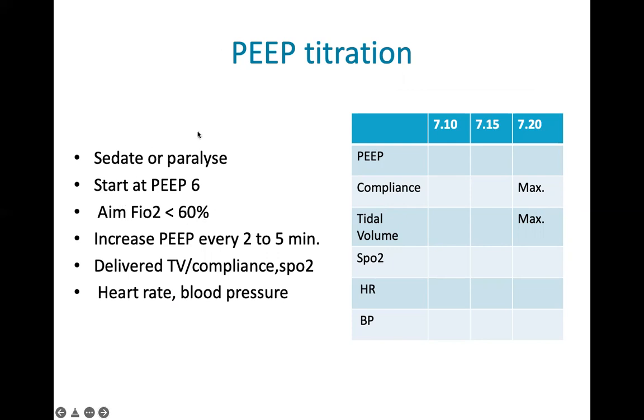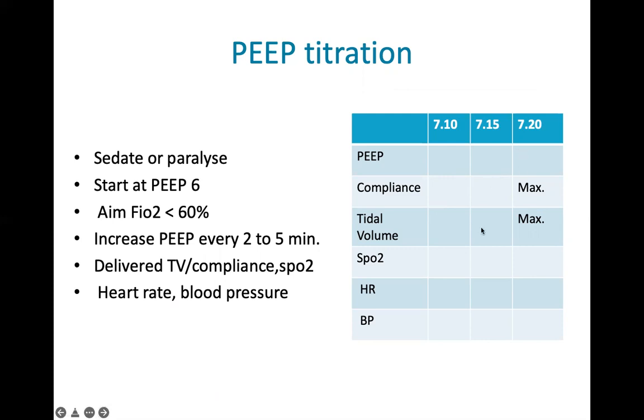Your aim here is to somehow bring back, if possible, the FiO2 to 60% or less. So now you have sedated or paralyzed the patient. You have set the PEEP at 6 or 7. Then every 2 to 5 minutes, increase the PEEP by 1 or 2. When you increase the PEEP, you look at what is happening to the compliance. Remember, compliance is depicted in the ventilators on its own. You just have to take that page.